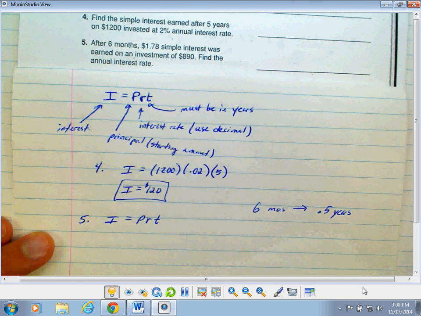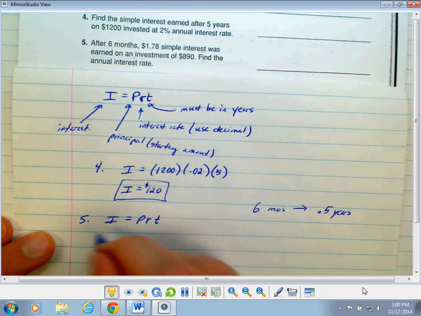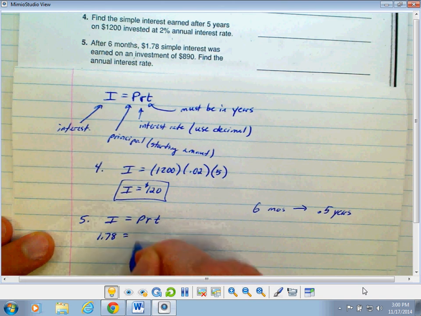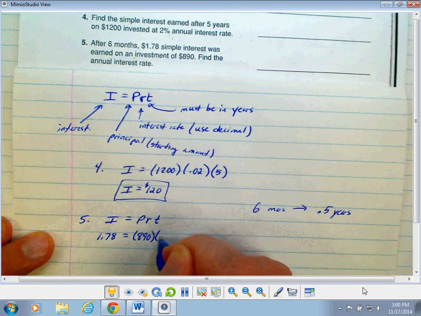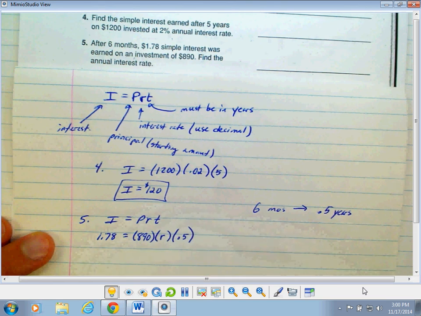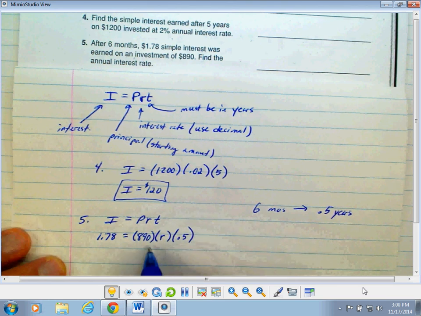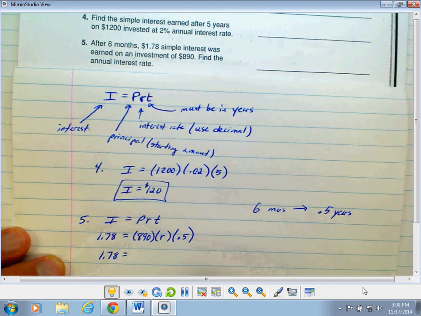$1.78 is the interest, and the investment is $8.90, so we need the interest rate. So we put the $1.78 here for interest. The principal was $8.90. The rate I don't know, that's what I'm trying to find, and the time is 0.5 years. So I can actually multiply 890 times 0.5 because it doesn't matter which multiplication I do first here. So I'm just going to do the numbers first. That's 445 times R.